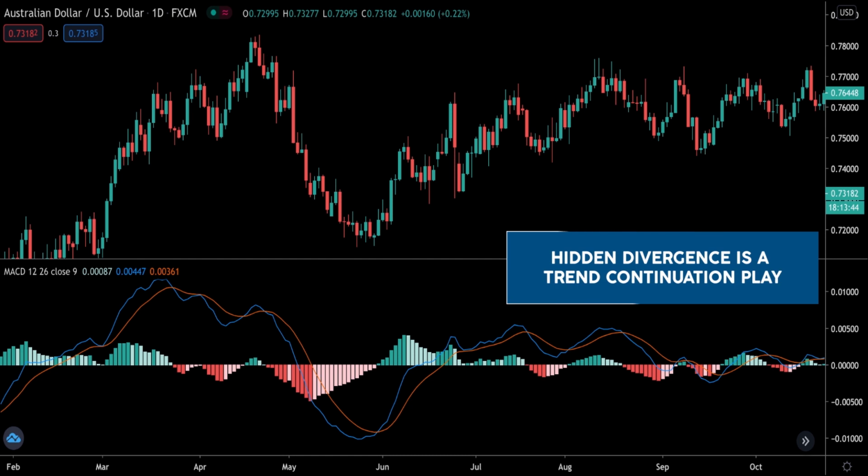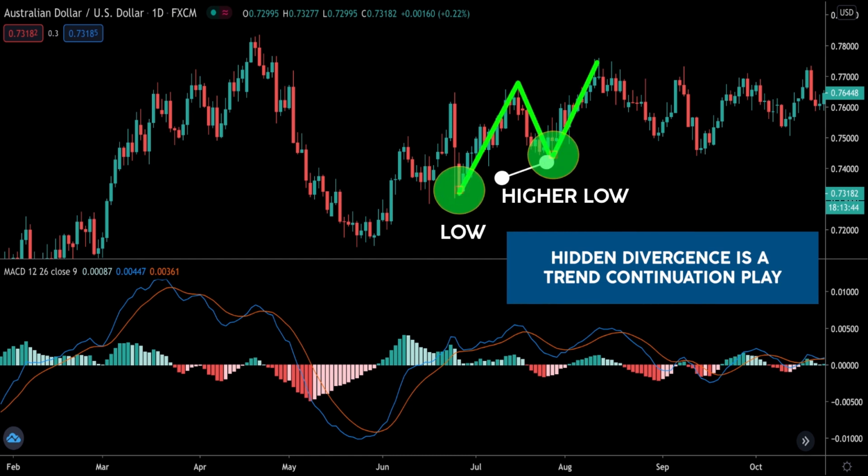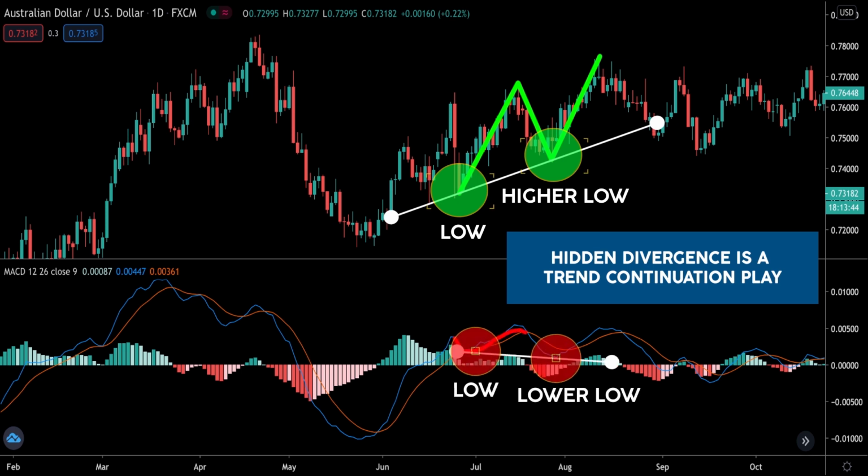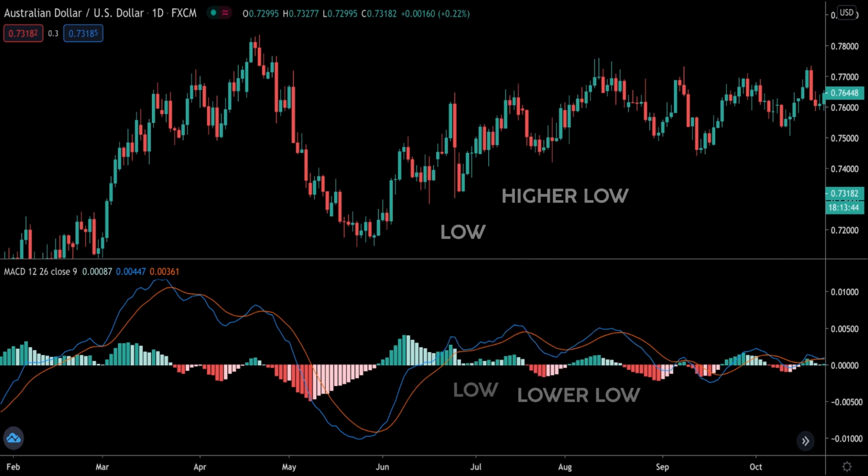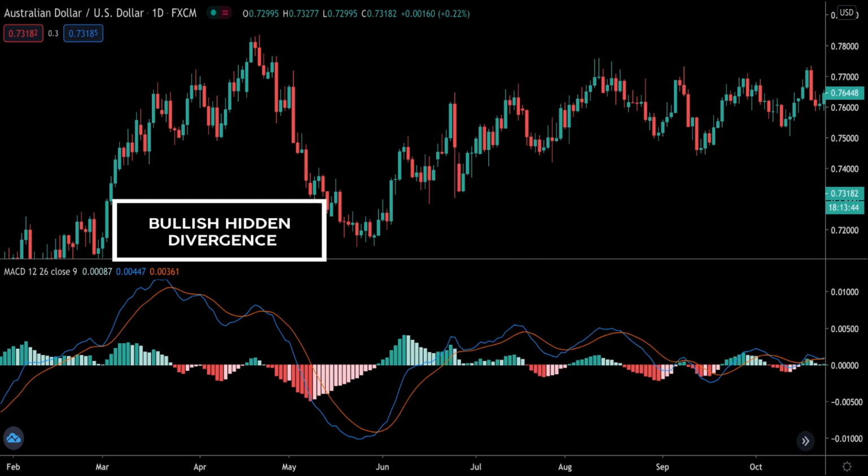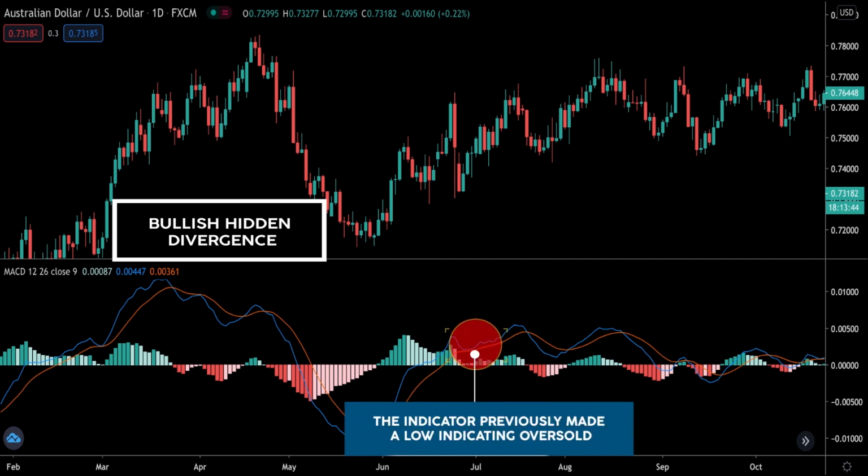Because the hidden divergence is a trend continuation play, you want to see price making a higher low in a bullish hidden divergence. You want to see the indicator making a lower low instead. Let me break down the idea behind the bullish hidden divergence. The indicator previously made a low indicating oversold.